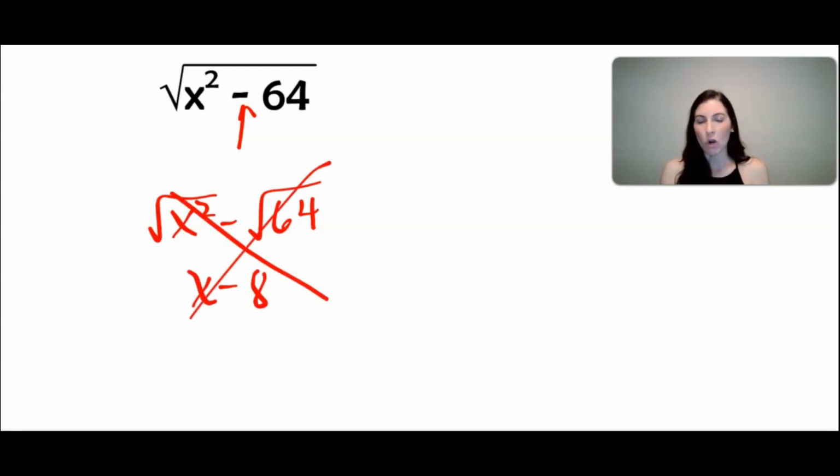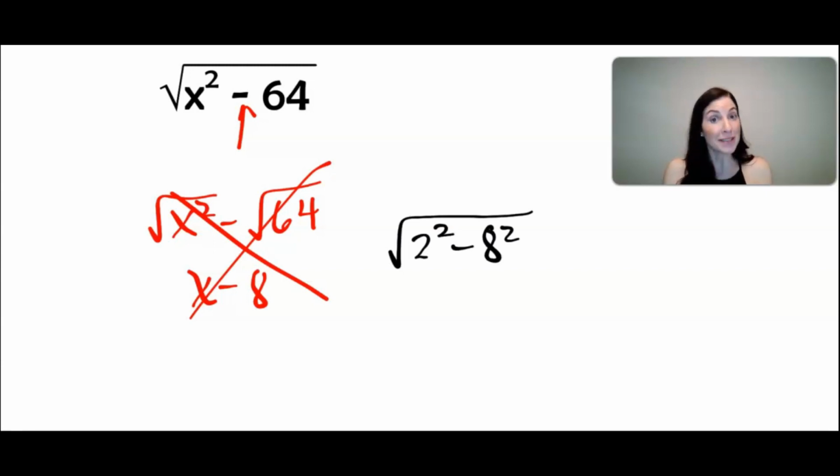That does not work. And you can see this, like if you were to plug in a number for x, you could see that that doesn't work. So for example, let me show you that. So let's say I were to plug in an x value of, I don't know, let's do 2. So then let's see, 2 squared minus 64 is 8 squared. If you do the square root of each term, which is incorrect, so I'm going to write this in red, this is not equal to the square root of 2 squared minus the square root of 8 squared, which would be 2 minus 8 or negative 6.